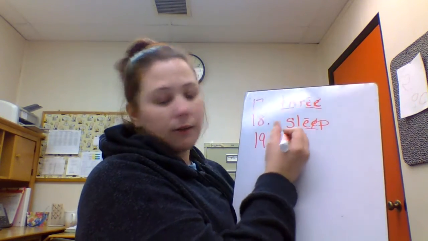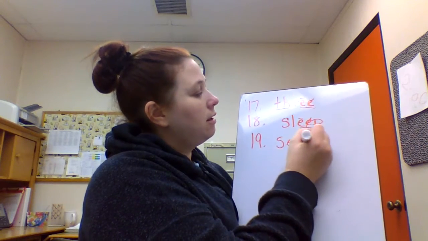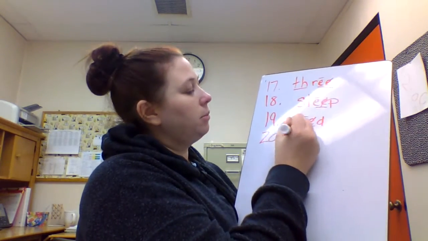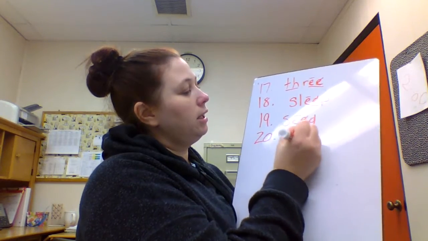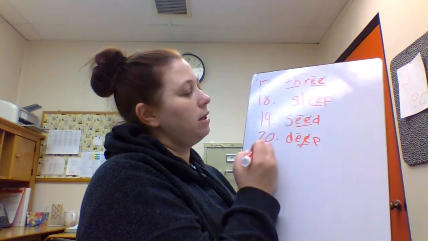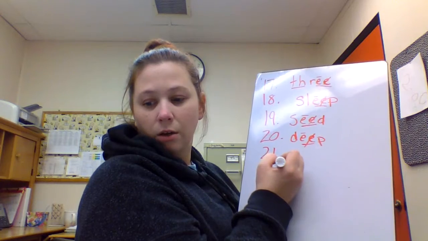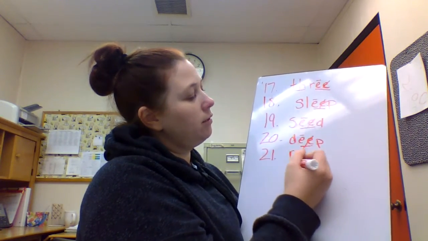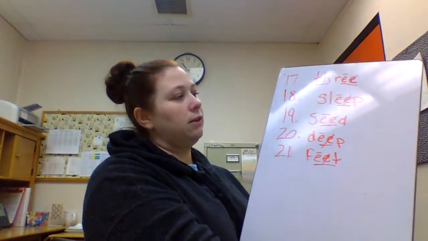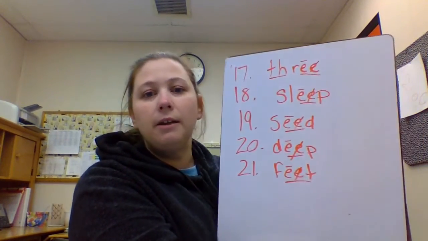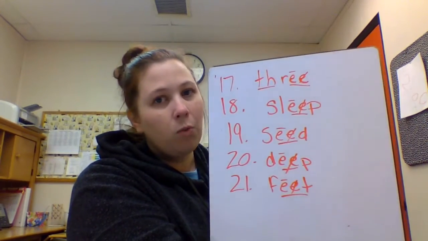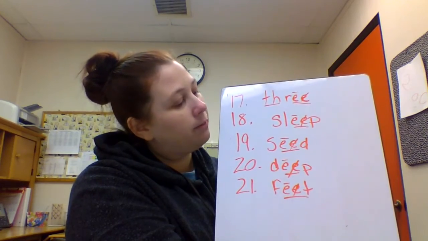Number 19 is seed. Again, underline our EE, cross off the second one, and put a macron on the first one. Number 20 is deep. Same thing. Underline our EE digraph, cross off the second one, and a macron on the first. Number 21 is feet. Underline, line through the second one, and a macron on the first one. Look at these words: tree, sleep, seed, deep, feet. Pause if you need to write them down, and then draw a line from the word to the picture it matches.